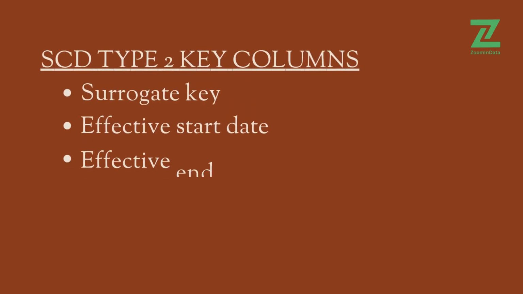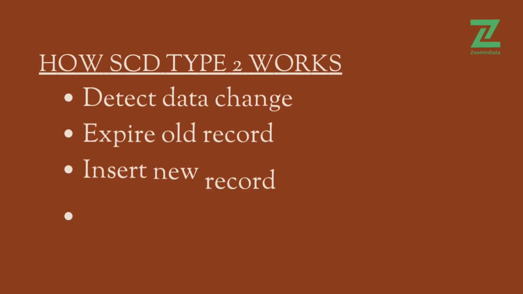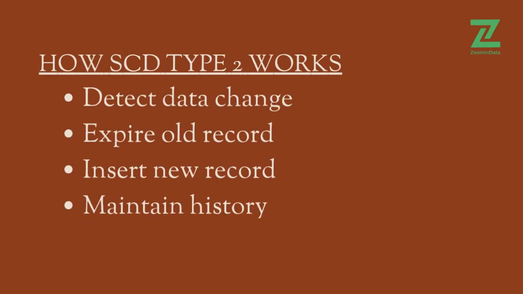SCD Type 2 requires additional columns. A surrogate key uniquely identifies records. Effective start and end dates track validity. A current flag indicates the active record. When a change is detected, the existing record is expired. A new record is inserted with updated values. This way, full history is maintained.